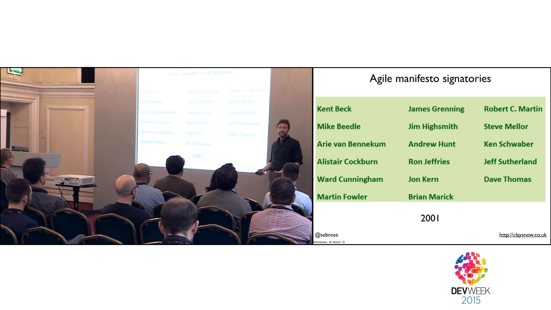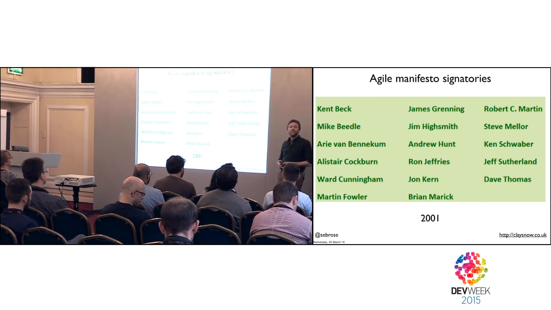And the manifesto, if you've read it, is pretty thin. It just expresses some values. And then on the back page, they've got 12 principles. But it gave a framework for people to then move on and say that we are working with an agile way of working. We're working in an agile way.